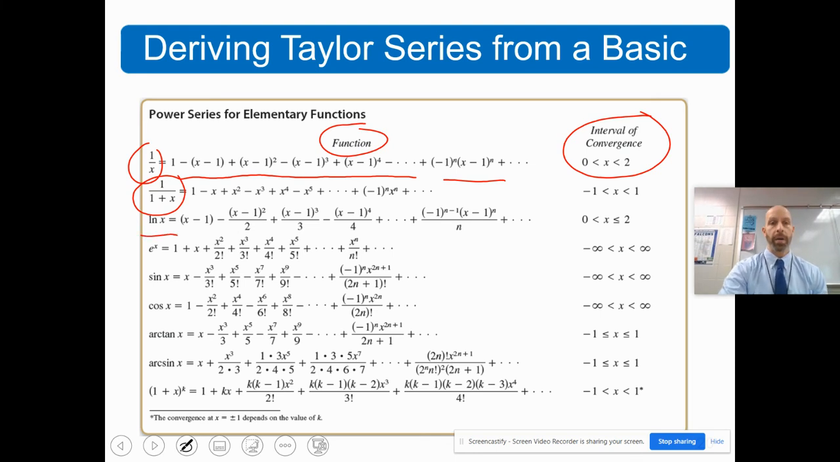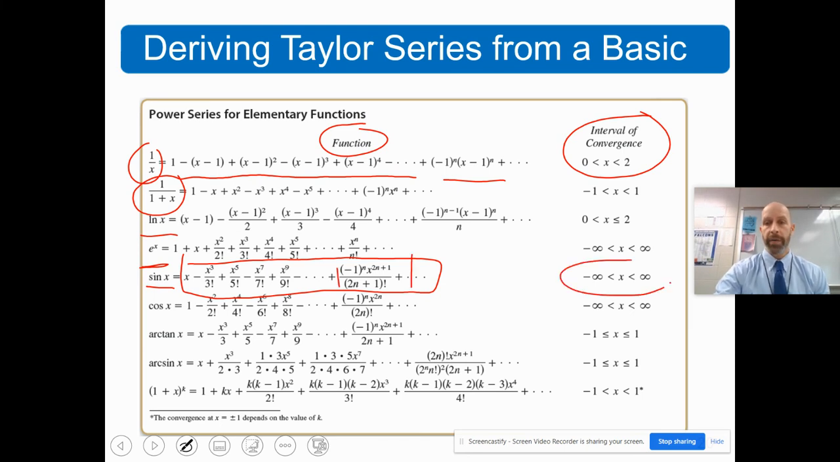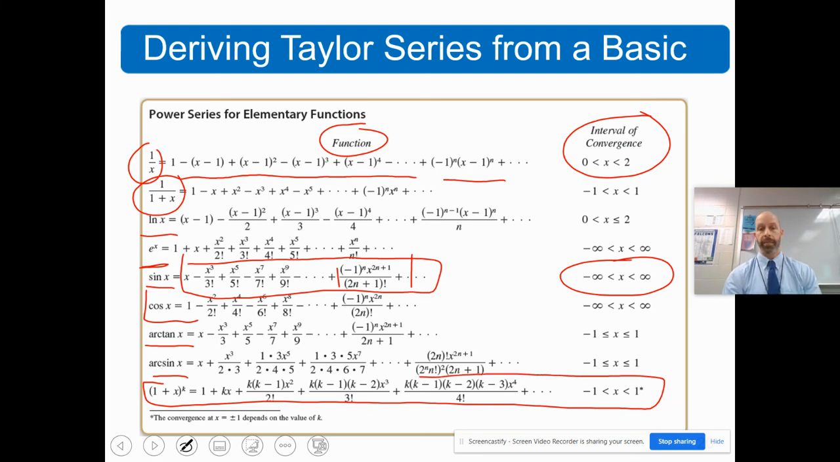Here's our natural log. We did that as an example. Actually, we did that as an exercise, I think. We did this one as an example. We looked at the sine of x. Here is the Maclaurin series for that, which we could easily change to a Taylor series. Here's our nth term. We figured out that the interval of convergence is negative infinity to infinity. Turns out that cosine is very similar, but it's the even powers. Here's arc tan, arc sine, and then this very last one, here's that binomial.